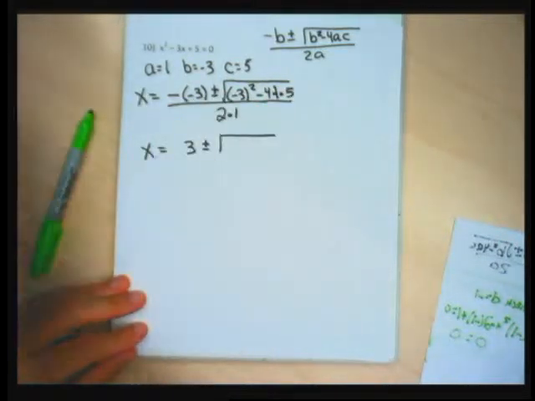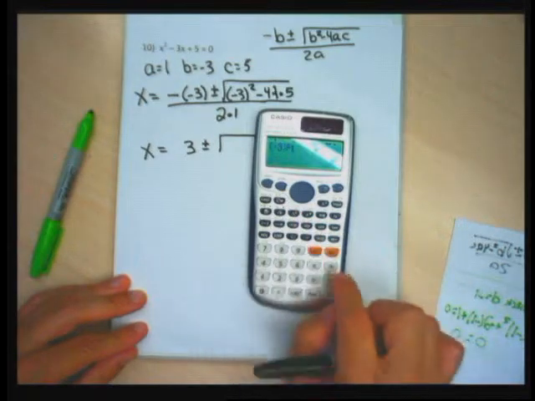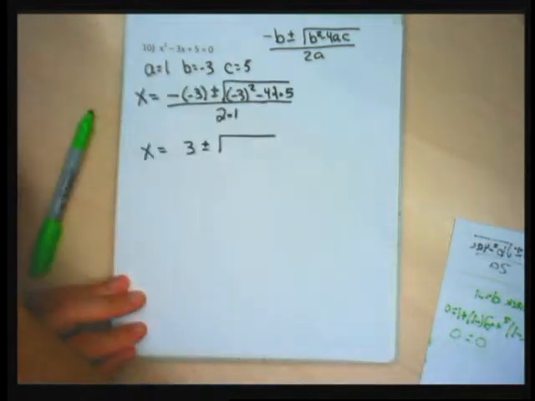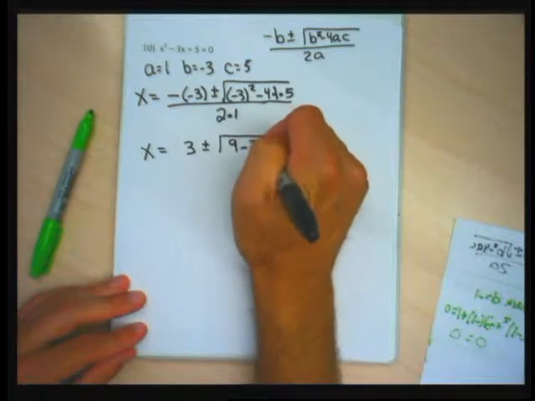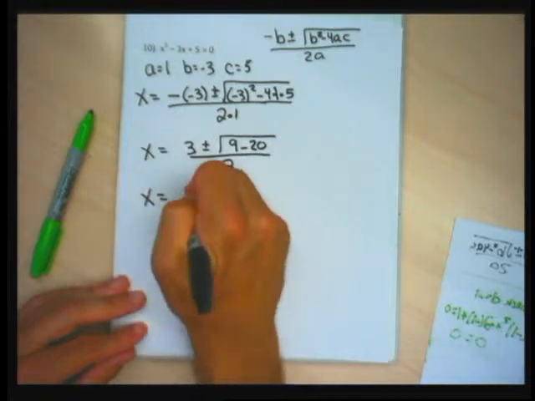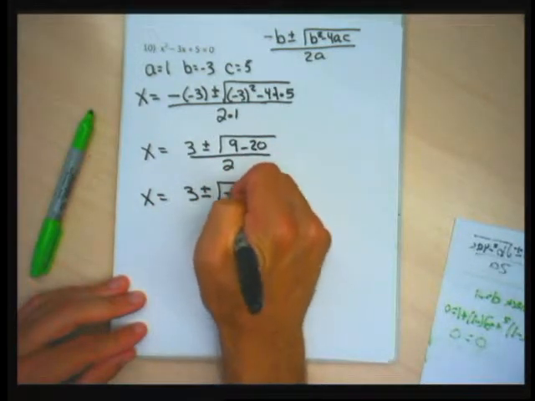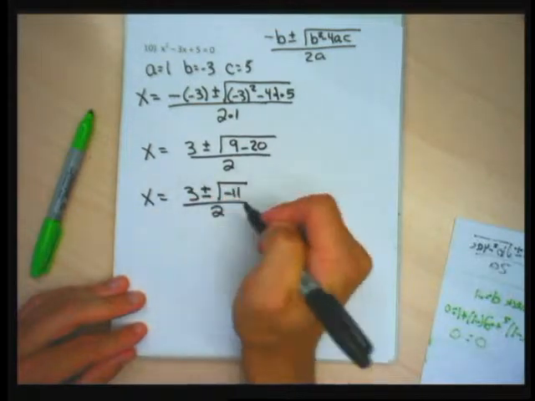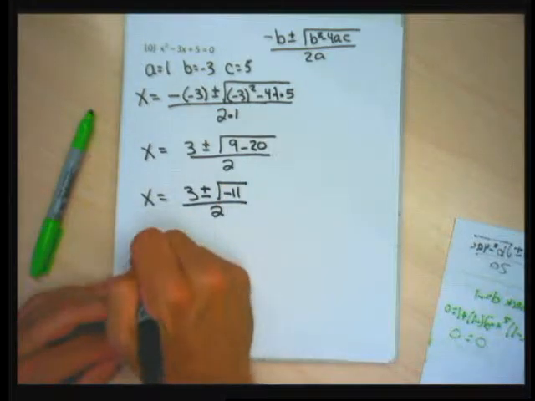Under the radical, negative 3 squared is a positive 9. So negative 3 squared is 9. Negative 4 times 1 times 5 is minus 20. And 2 times 1 is 2. This gives me x equals 3 plus or minus the square root of negative 11 over 2. I'll never leave a negative under a square root. I'll always produce an i.